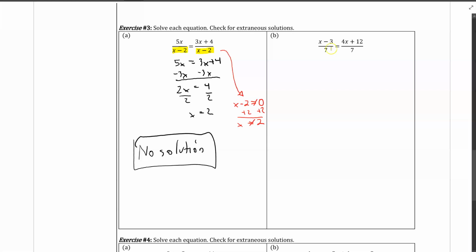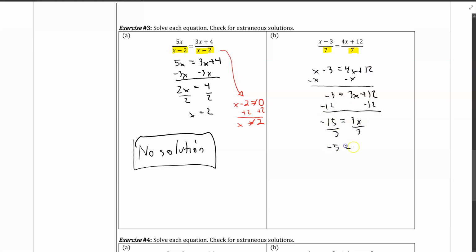Well, for part B, we have 7s in the bottom of both fractions, so we can ignore them and give us x minus 3 equals 4x plus 12. Subtracting x from both sides gives us negative 3 equals 3x plus 12. Subtract 12 from both sides to give us negative 15 equals 3x, and then divide both sides by 3, giving us negative 5 equals x.